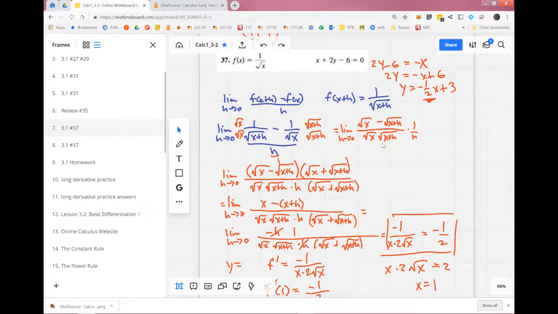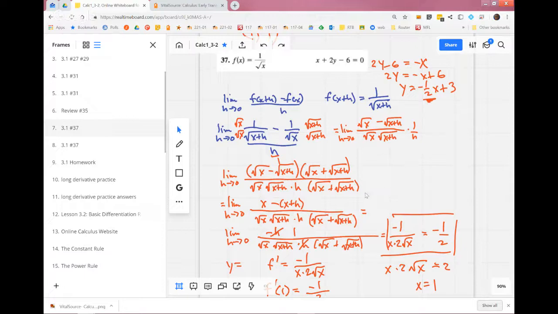So that gave me this common denominator of square root x times square root x plus h. And on the left, square root of x times 1 is square root of x. On the right, -1 times the square root of x plus h is negative square root of x plus h. And right away, you're dividing by h over 1, so I right away multiplied by 1 over h. So are we okay up to there? Any questions to that point?